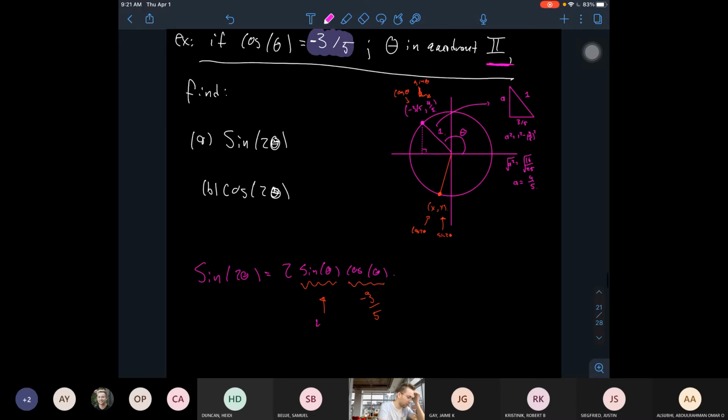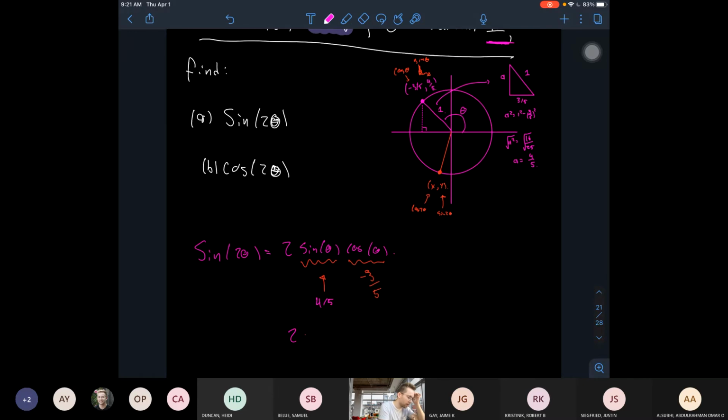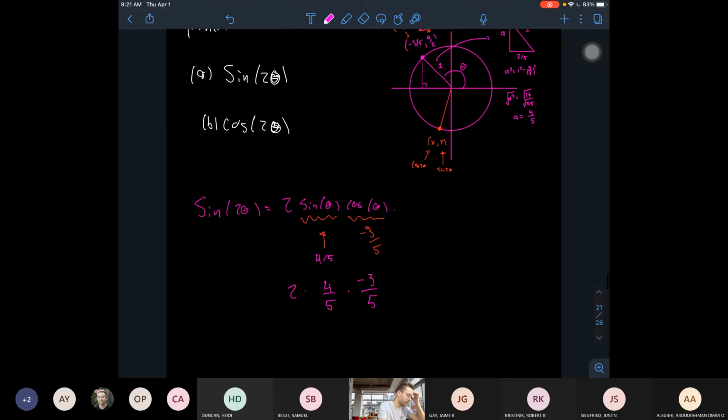So this is going to be 4/5. So if we want to know what is sine of 2 theta, well, we just take 2 times 4/5, that's sine of theta, times negative 3/5, which is cosine of theta, and we get 2 times 4 times negative 3 is negative 24 over 25. And what is that telling us? That's telling us what is sine of 2 theta. So the y value of the point in red is negative 24 over 25.